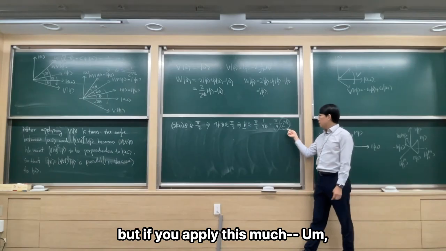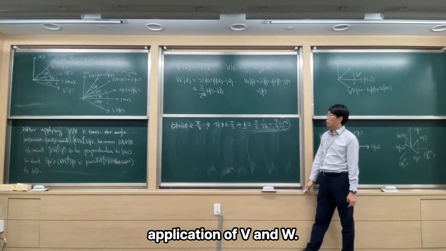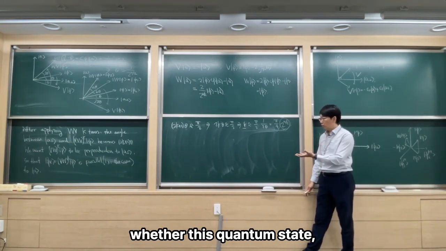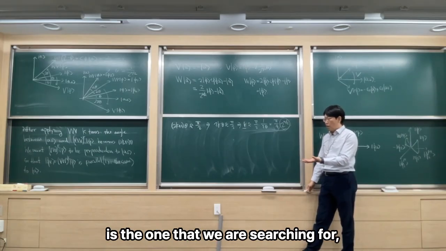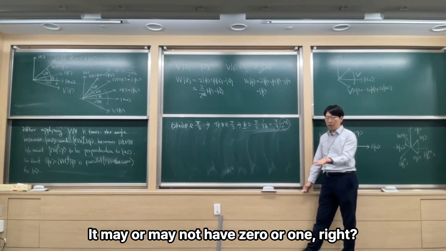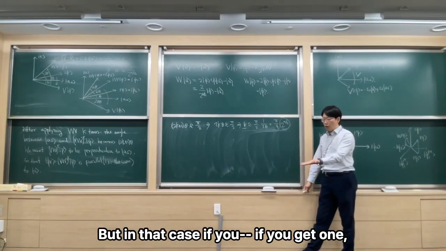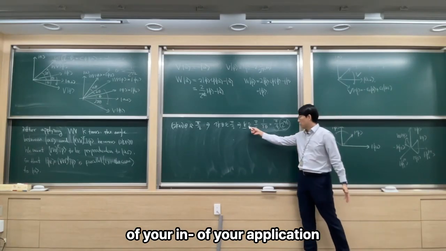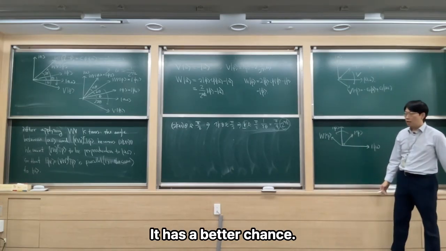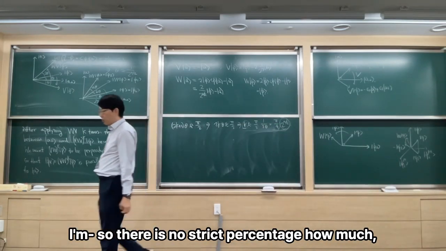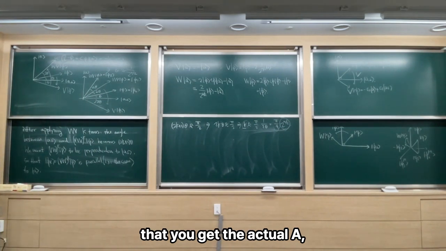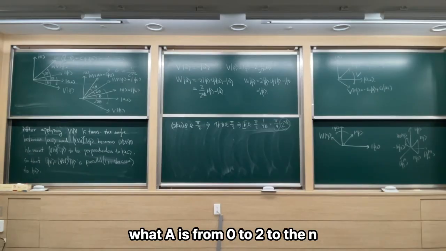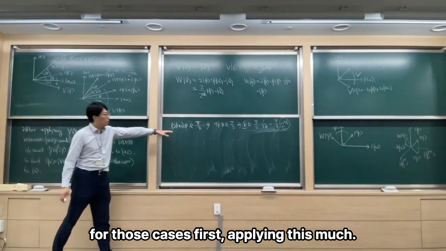This is not an exact number, but if you apply this many applications of V and W, and then ask the oracle, the function, whether the final quantum state is the one we are searching for, just by looking at the value of the function, it may or may not give 0 or 1, right? If you get 1, then you found the string A. If you don't get 1, then you take a slight modification of your application and do it again and again. It has a better chance. There is no strict percentage for the chance that you get the actual A, but that's better than brute-force searching for A from 0 to 2^n − 1.